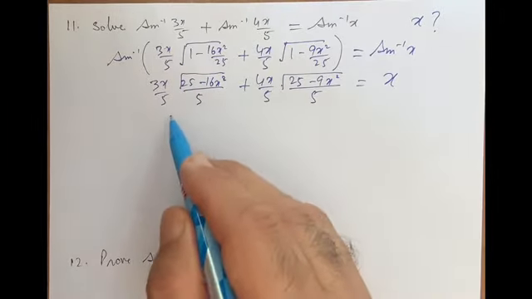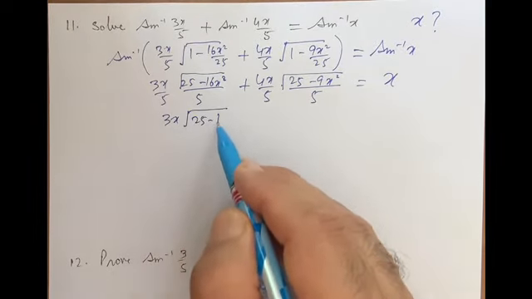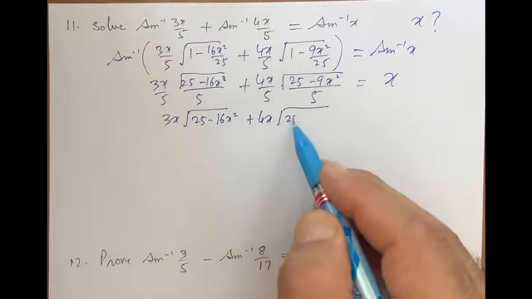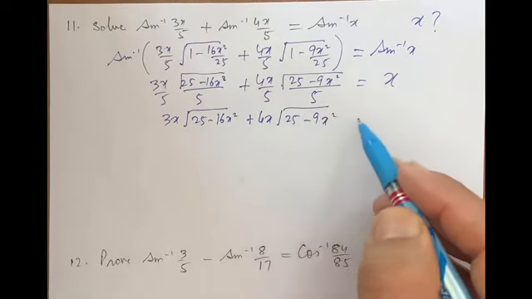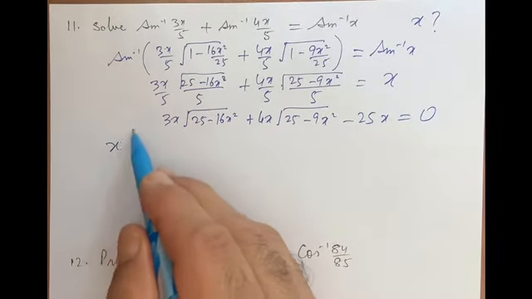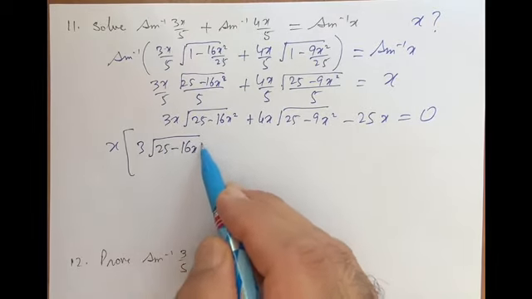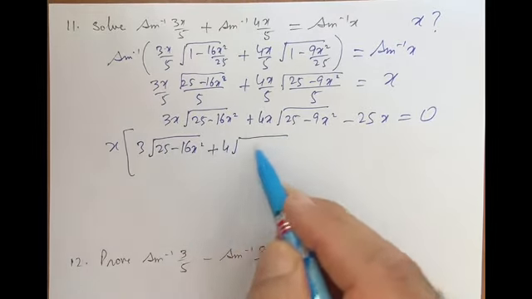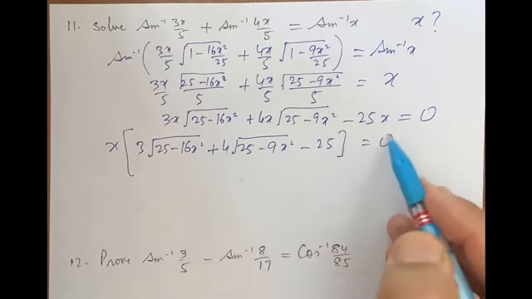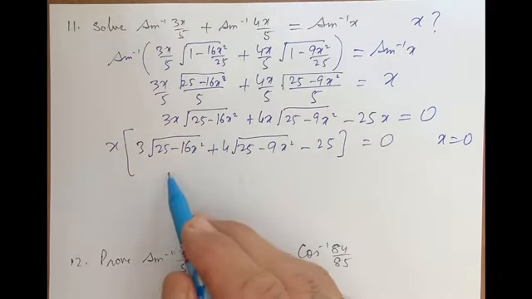This is 25. So 3x into root of 25 minus 16x square plus 4x into root of 25 minus 9x square and minus 25x, this is 0. Take x common, it's 3 into root of 25 minus 16x square plus 4 into root of 25 minus 9x square minus 25 is 0. This gives us x is equal to 0, or this factor is 0.